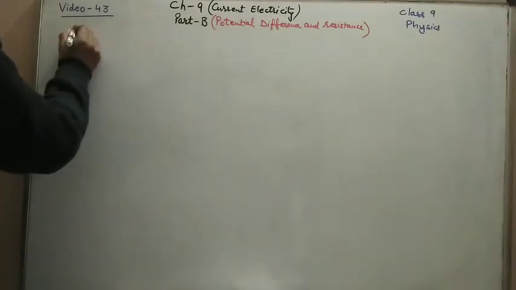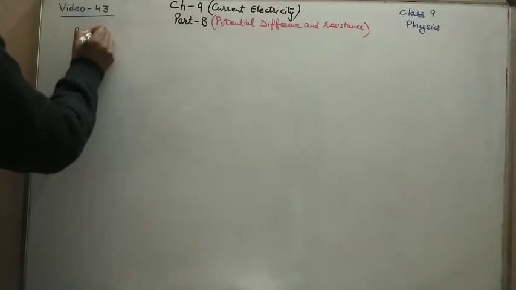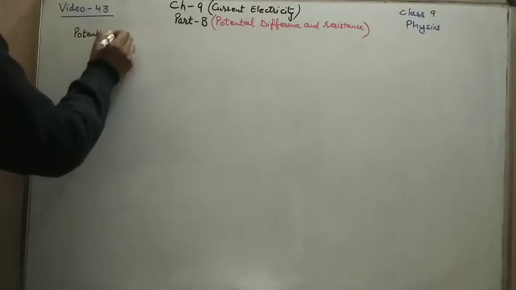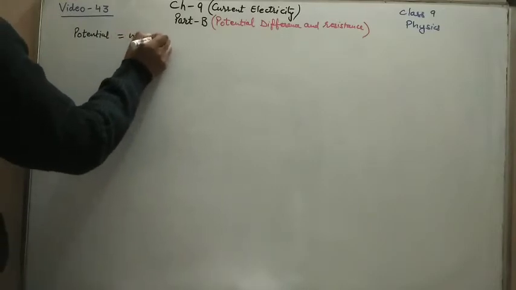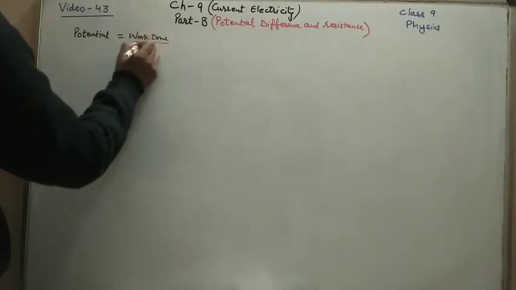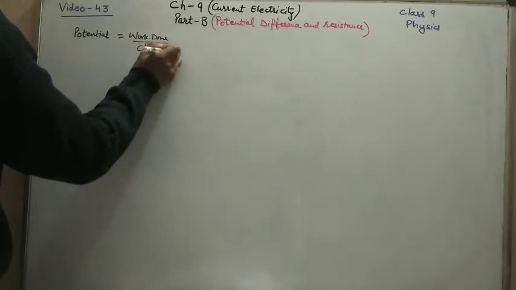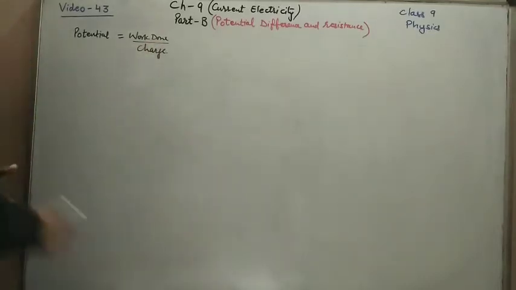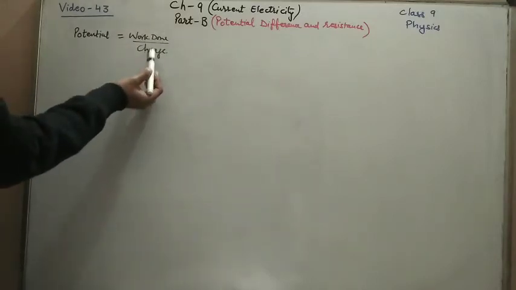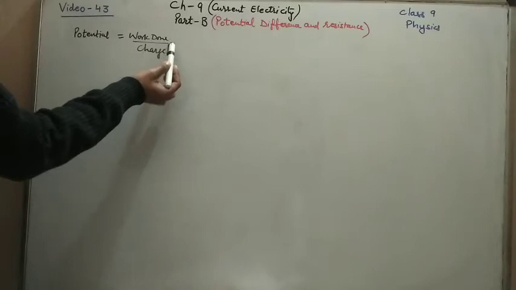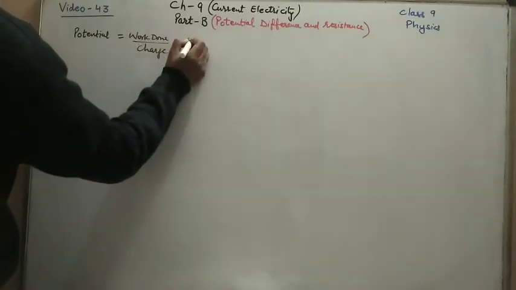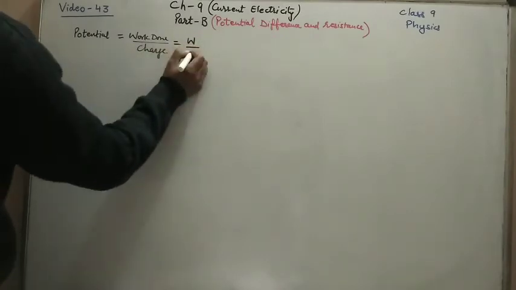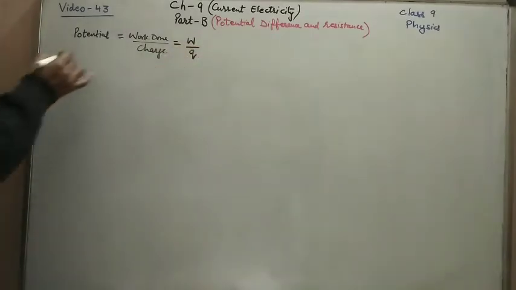Potential difference is the ratio of work done upon charge. So potential is defined as the work done in bringing the Q charge from infinity to that particular point. So work done will be represented by W and charge by Q.